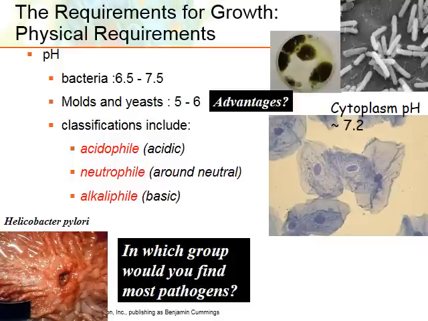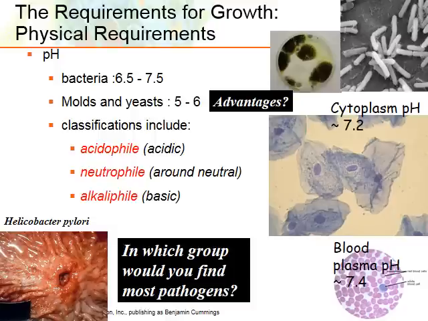Our next physical requirement is going to be pH. Just like with optimal temperatures, these different microbes will like different pHs, and that's usually based upon their normal environment. Most bacteria like it between 6.5 and 7.5, right around neutral. Molds like it a little bit more acidic, and the reason why they like it a little bit more acidic is because they have less competition.